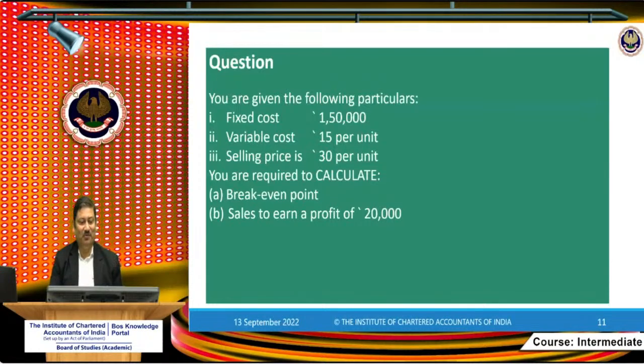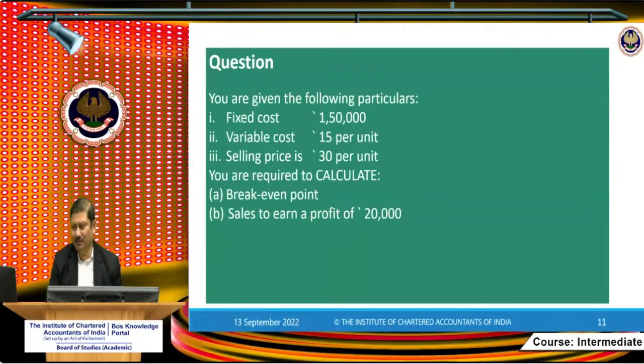Now we'll be taking one question, a very basic question, but I hope we'll be able to clear the concept. Mind you, nowadays some multiple break-even point questions, contribution questions, a little bit of key factor questions, and short decision making questions are also coming in marginal costing.